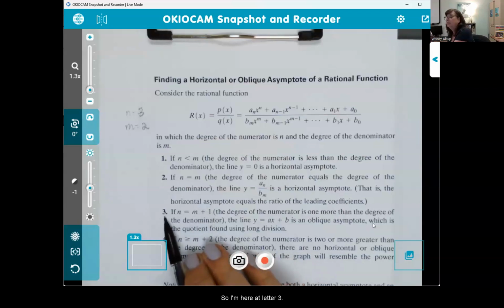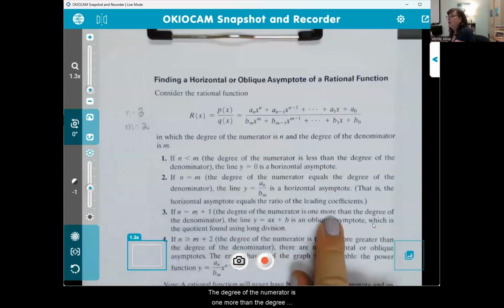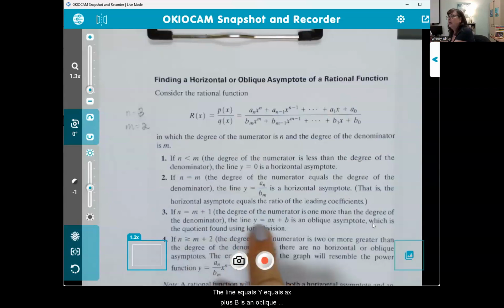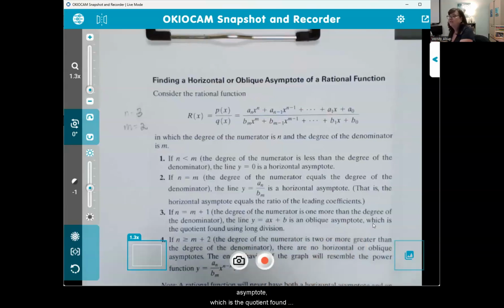So I'm here at letter 3. The degree of the numerator is 1 more than the degree of the denominator. The line y equals ax plus b is an oblique asymptote, which is the quotient found using long division. Oh, long division. All right, I'm going to put this whole thing up here so you can see it.